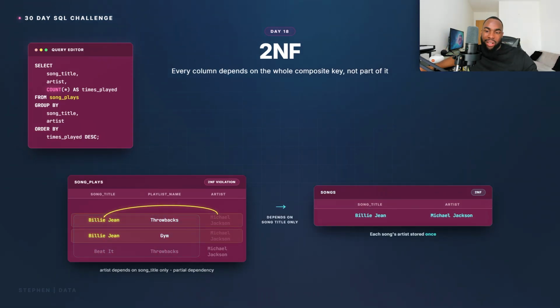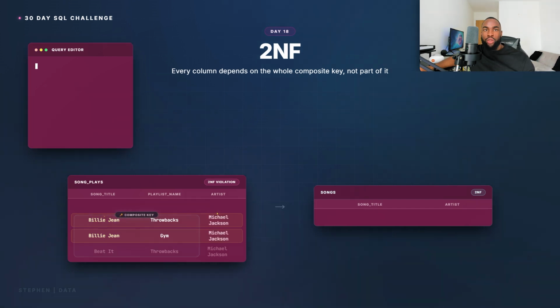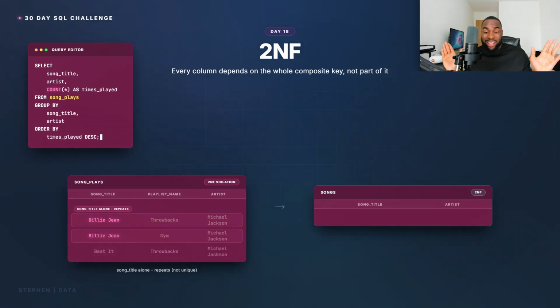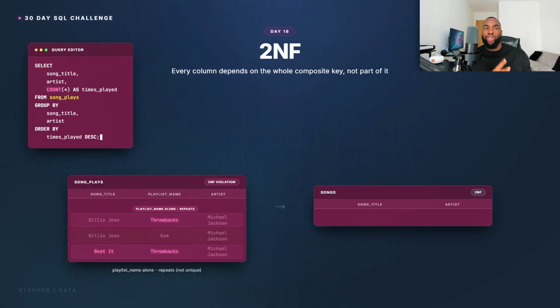Anyways, the two core rules for second normal form are: number one, your table must already be in first normal form, so every single cell holds one value. And number two, you're not allowed any partial dependency.